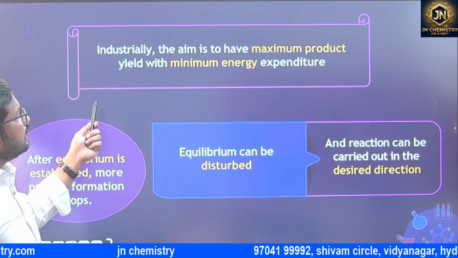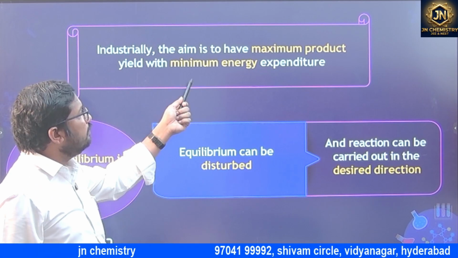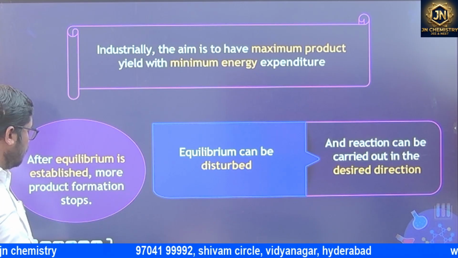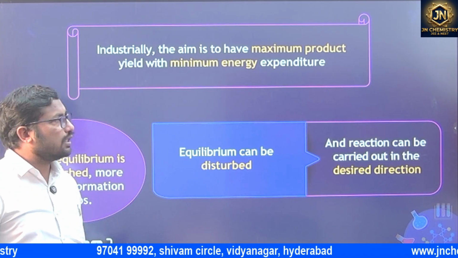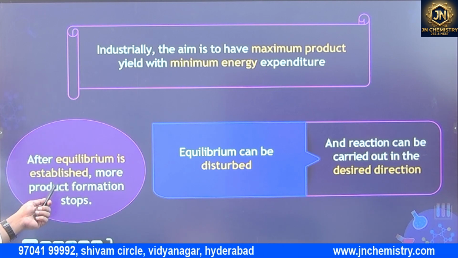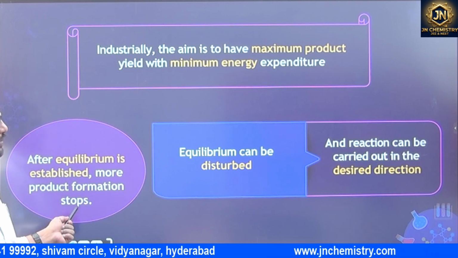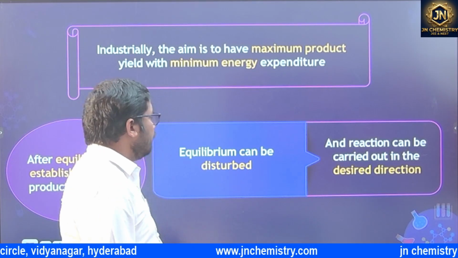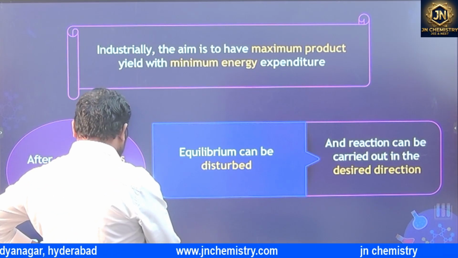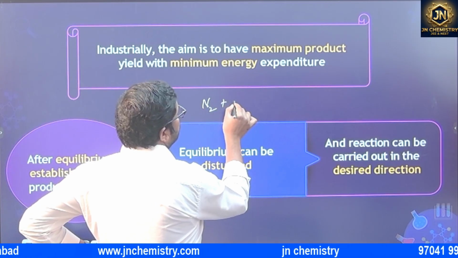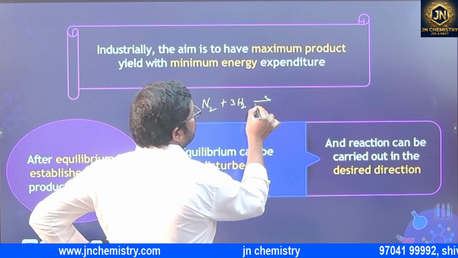In industry, the aim is to get maximum product yield with minimum energy expenditure. అంతే కదా, ఎక్కడైనా కానీ మనకి ఎక్కువ ప్రోడక్ట్ రావాలి, తక్కువ ఖర్చు పెట్టాలి. After equilibrium is established, more product formation stops. Equilibrium can be disturbed, right? So for example, imagine in this case N2 plus 3H2 gives rise to 2NH3.